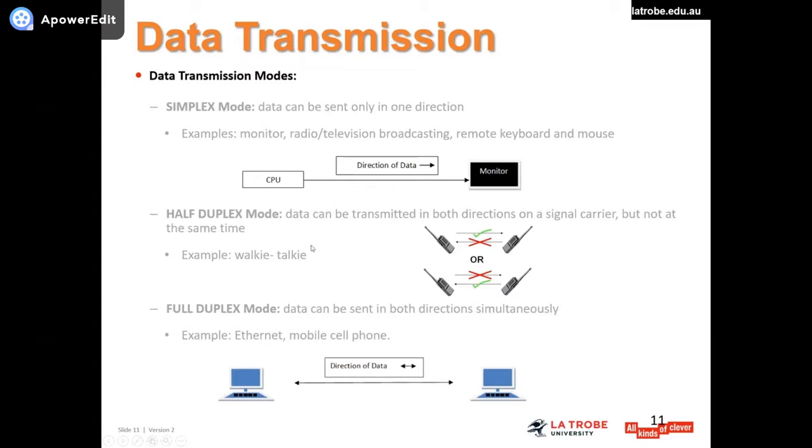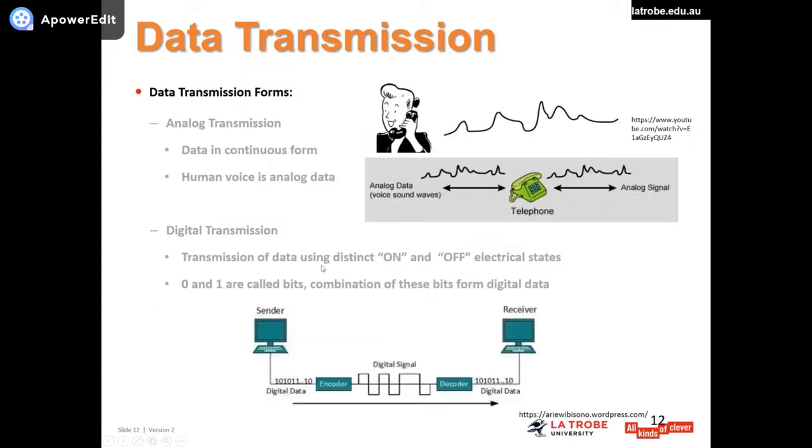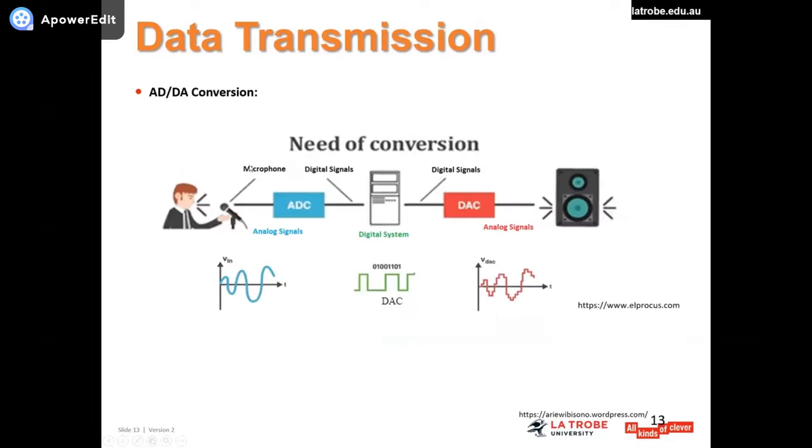Then is the data transmission forms. You can tell what's the difference between the analog transmission and the digital transmission, and in which case we can use the analog, and in which case we should use the digital. And for the AD and the DA converter, you can skip this part.